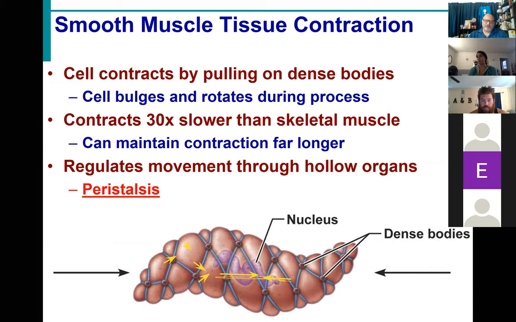And as was mentioned earlier, rhythmic contractions of these layers, circular layer, longitudinal, circular, longitudinal, circular, longitudinal, this rhythmic contraction of the layers in our hollow organs propels things through them, and we call that process peristalsis.